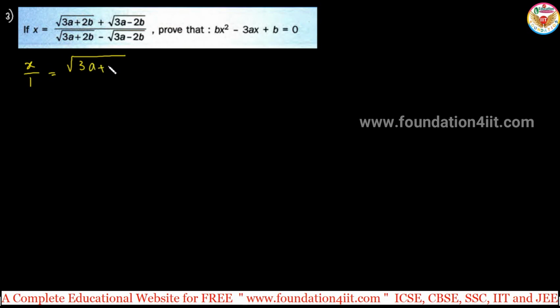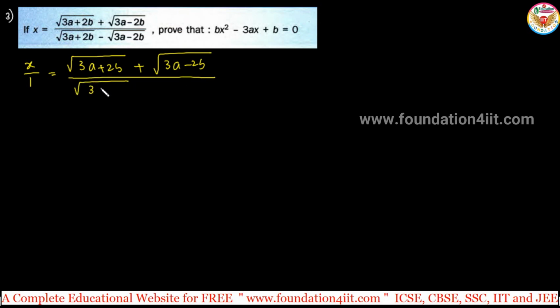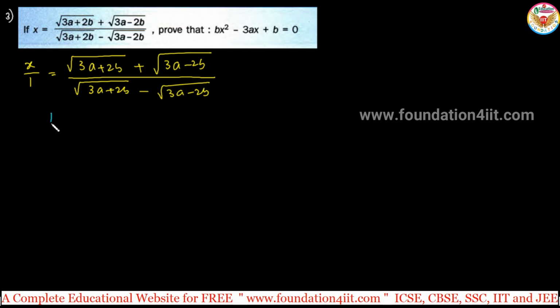So we can write the question, opposite same terms, opposite sign in between. So I can use componendo and dividendo rule. So x means x divided by 1 I can write, and this is square root of 3a plus 2b plus square root of 3a minus 2b divided by square root of 3a plus 2b minus square root of 3a minus 2b. Now apply componendo and dividendo rule.